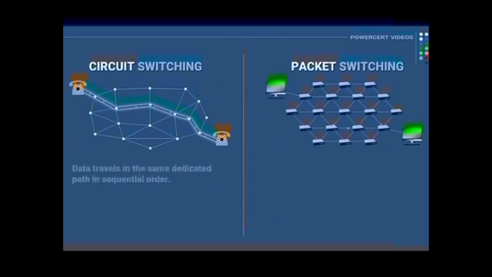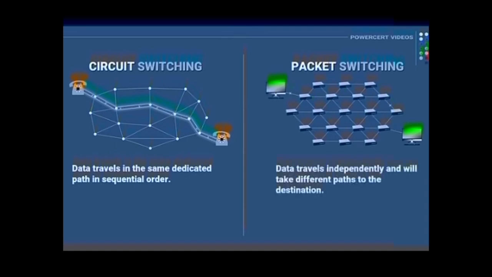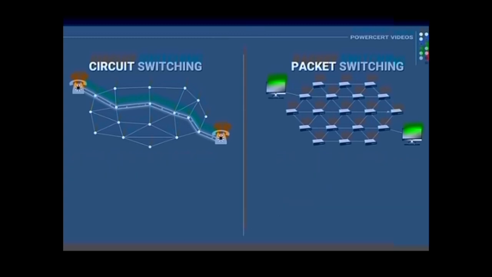Another difference: in circuit switching, data travels in the same dedicated path in sequential order, and in packet switching, data travels individually, takes different paths to the destination, and does not arrive in sequential order.